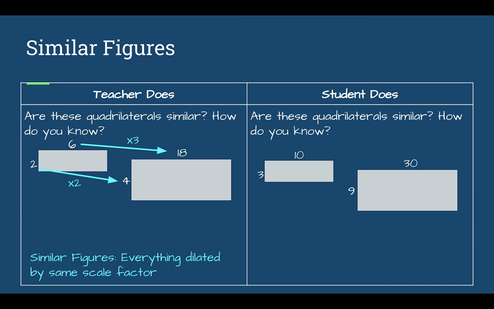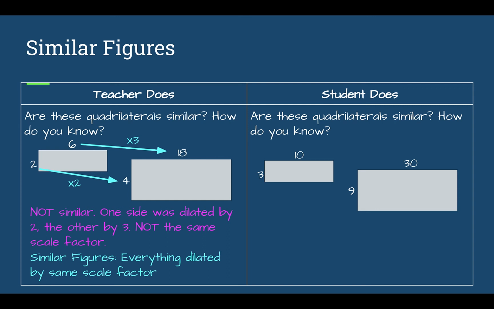Even though it might not look like it, this shape actually got 2 times taller, but 3 times longer. So it wasn't dilated correctly. It is not a similar figure. Okay, so one side was dilated by 2, the others by 3. Because they're not the same scale factor, they are not similar.